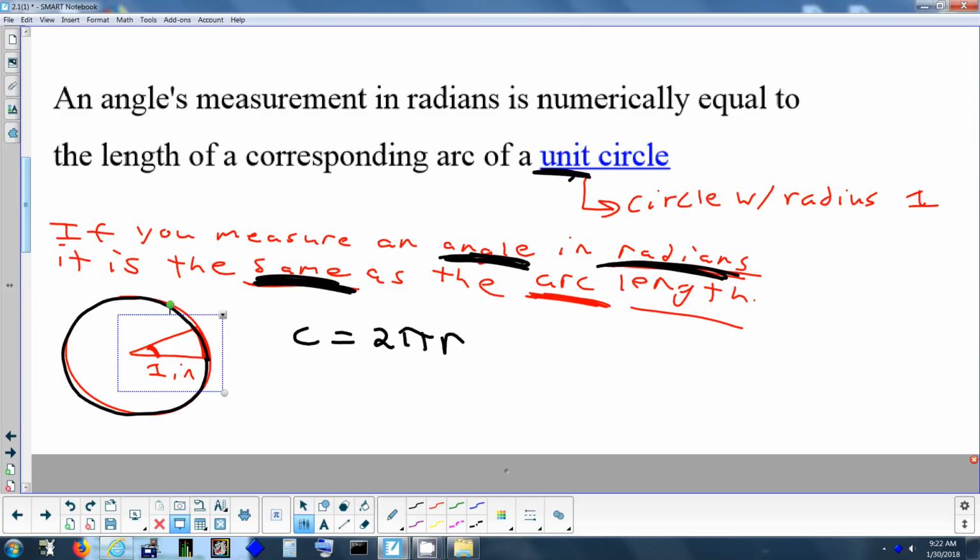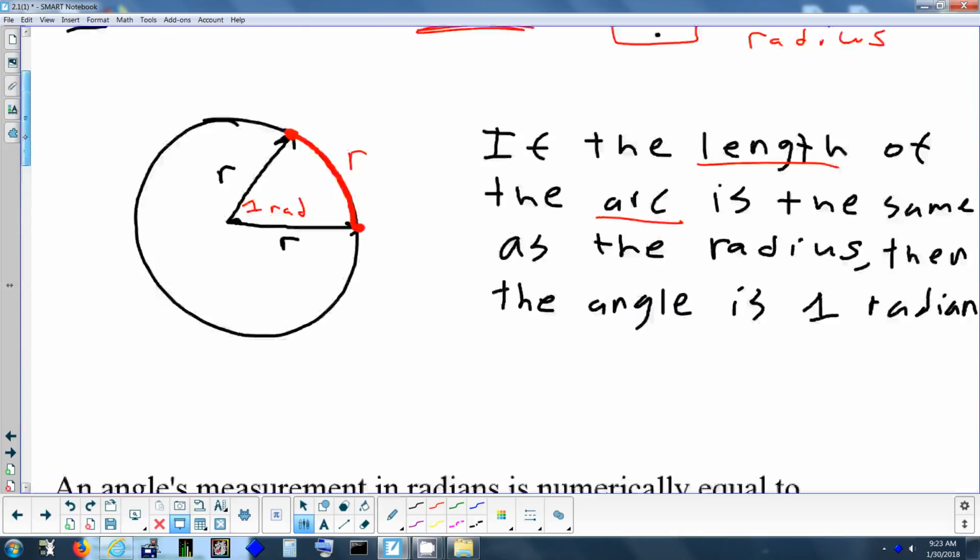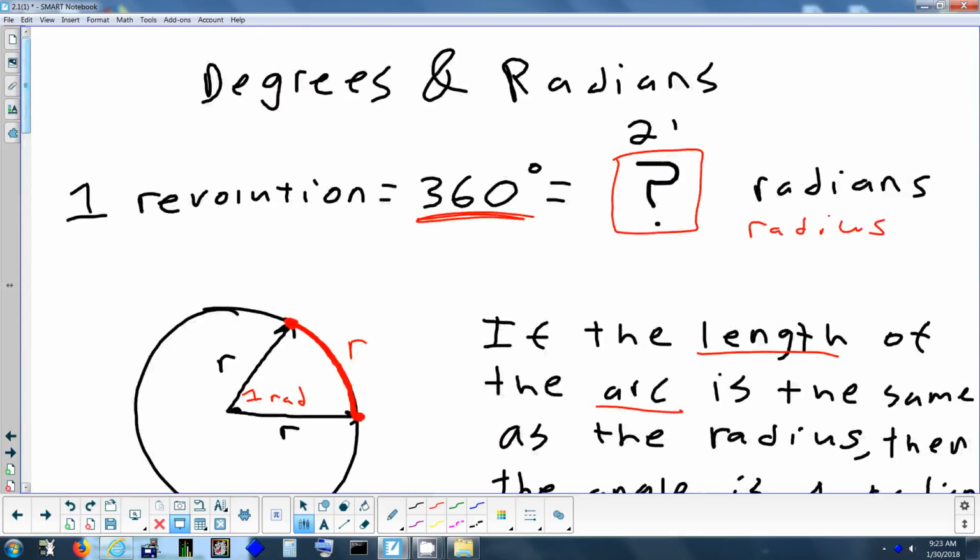Yep. 1. Dealing with a unit circle, so I get 2 pi times 1, which is just 2 pi. So I just found the circumference of the unit circle, but that is exactly the same as how many radians are in a full revolution. So there are 2 pi radians in 1 revolution.